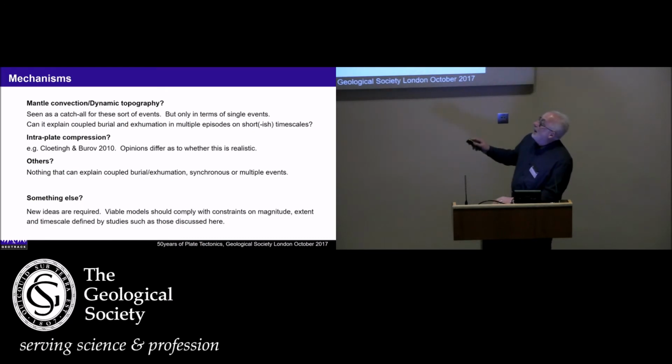Yes, thank you. Just briefly on mechanisms, as I said, we don't know what's causing these events. Mantle convection and dynamic topography has been suggested by a lot of people, but I'm not sure that it can do this repeated burial and exhumation, which seem to come as a pair in all these studies. Interplate compression has been suggested, and there are others which there's no point going through because none of them actually fit what we see. So we need something else that's consistent with these observations, and there is a lot of data that can be used to calibrate such mechanisms.